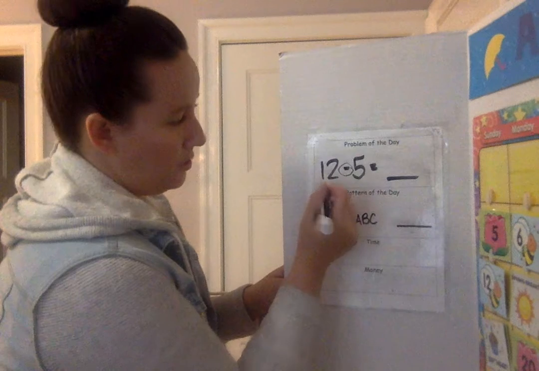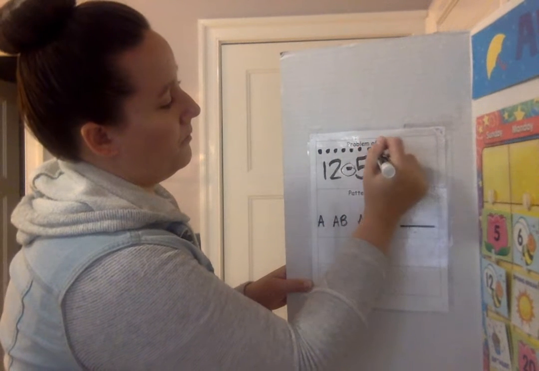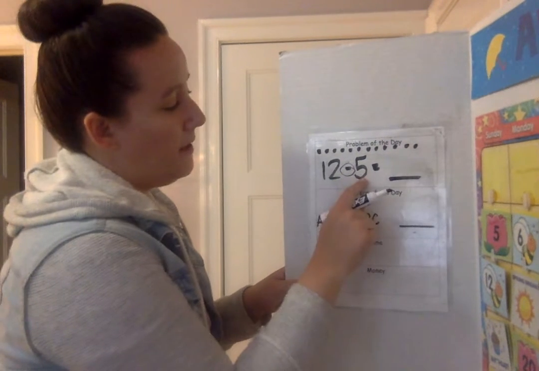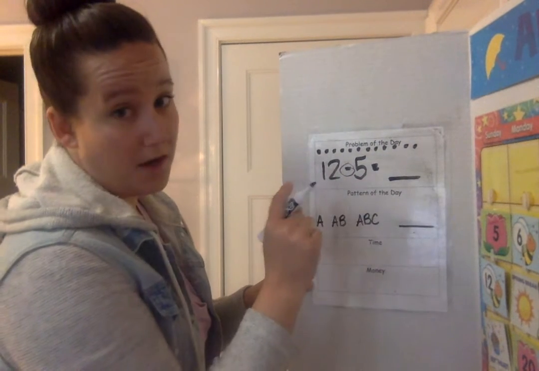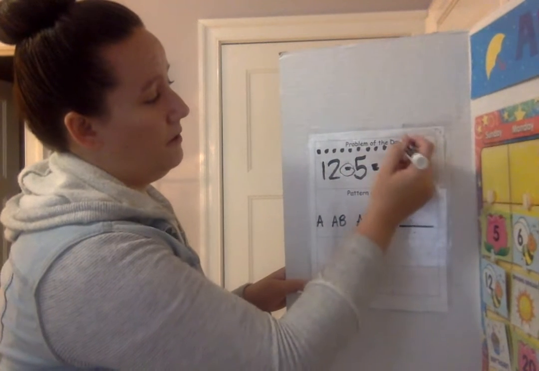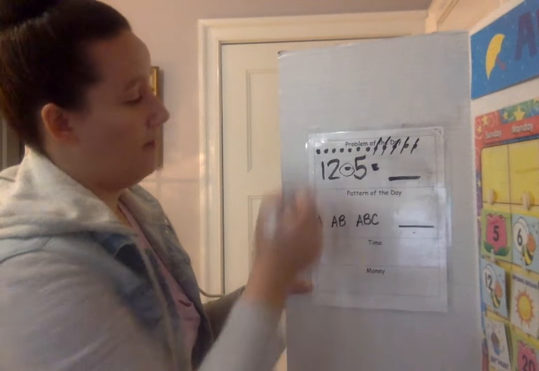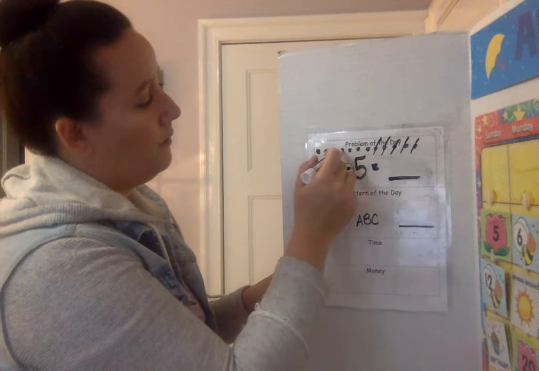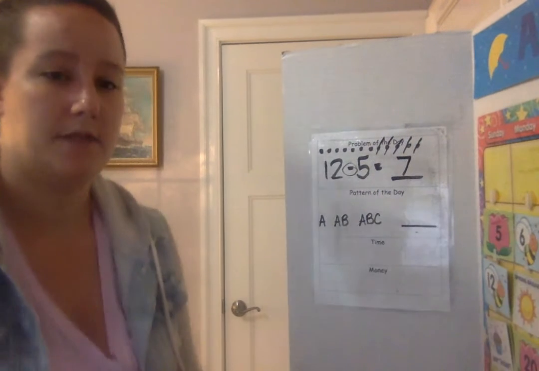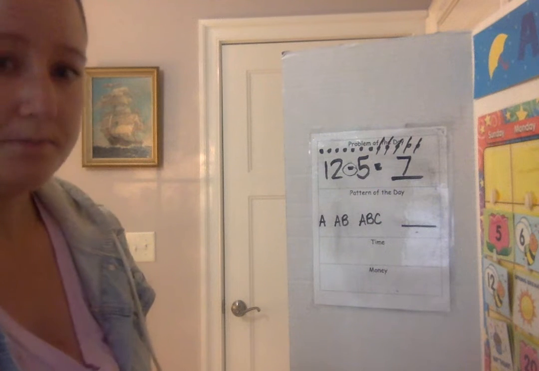So if I'm starting with 12, there's my 12 dots, and I need to take away 5. So I'm not adding 5 more. I need to cross out 5 dots. So let's count those. 1, 2, 3, 4, 5. My answer is going to be how many I have left. 1, 2, 3, 4, 5, 6, 7. So both ways that I tried it, I got the answer of 7. Hopefully you got that too. 12 minus 5 equals 7.